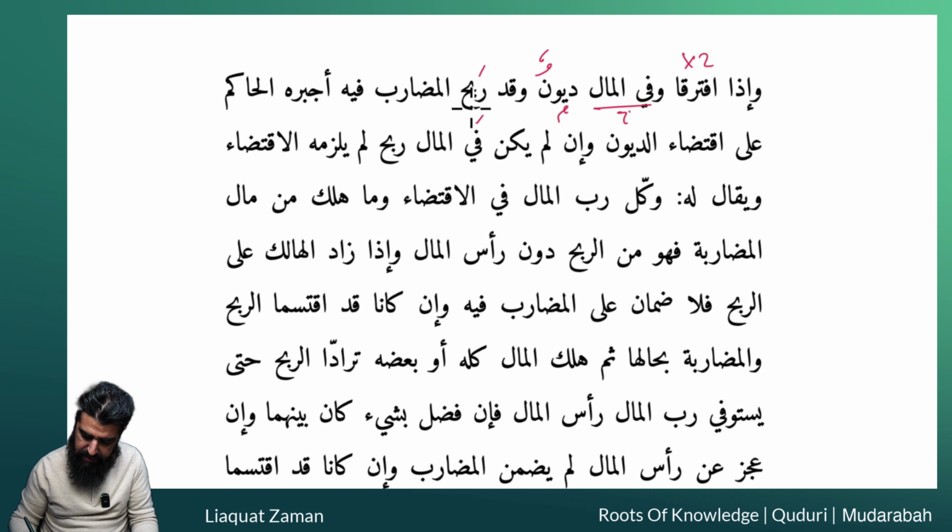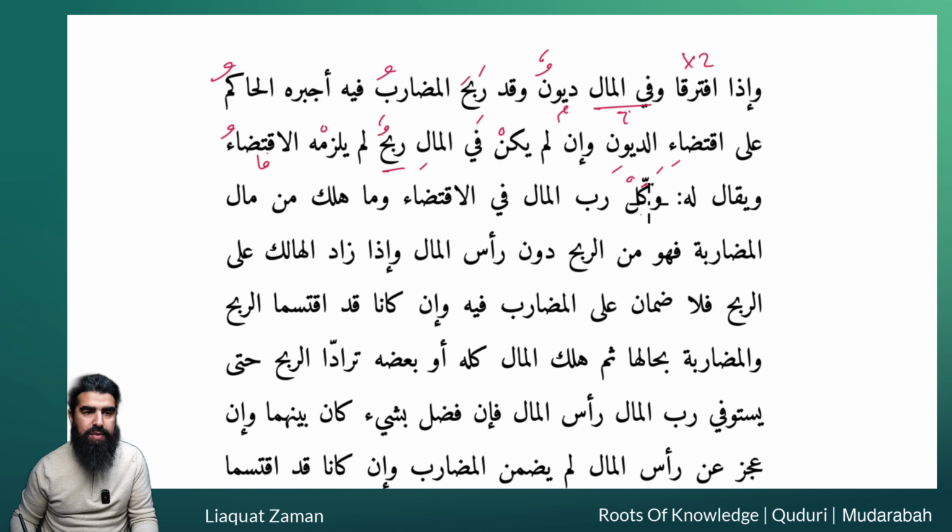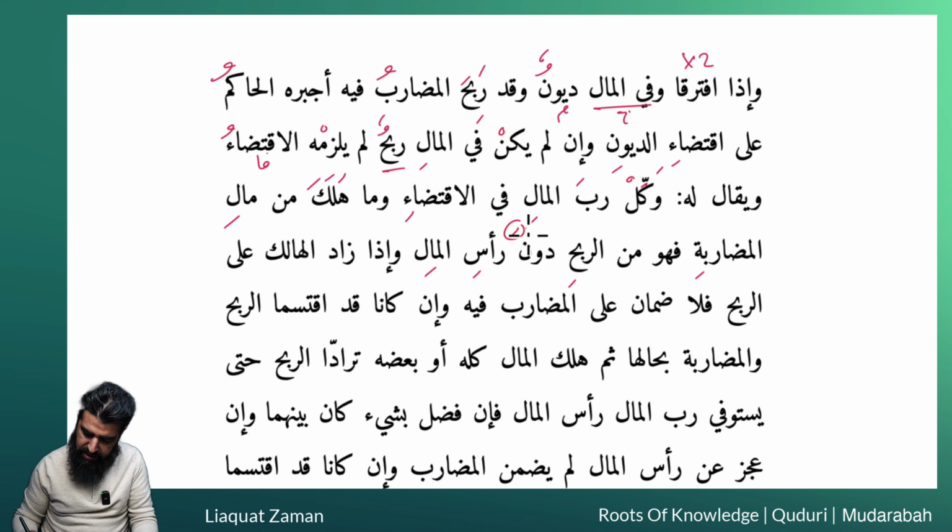وقد ربح المضارب is فعل فاعل. فيه أجبره الحاكم فعل فاعل على اقتضاء الديون إن لم يكن في المال ربح, so ربح is the اسم of يكن. لم يلزم هو الاقتضاء, this is the فاعل. ويقال له وكل, this is أمر. وكل يوكل توكيل, to make someone your agent. رب المال في الاقتضاء وما هلك من مال المضاربة فهو من الربح دون رأس المال. So دون, again, let me know in the comments why دون is فتحة.